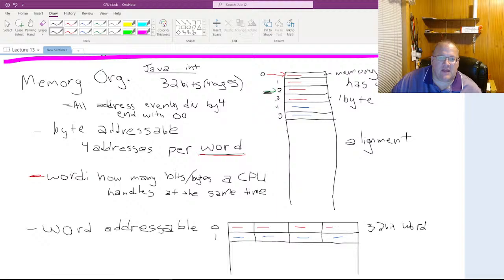That helps keep us aligned so that when we fetch, we can either fetch 1, which maybe we only need, or we can fetch a full word. And that allows us to do things a little differently. Okay.